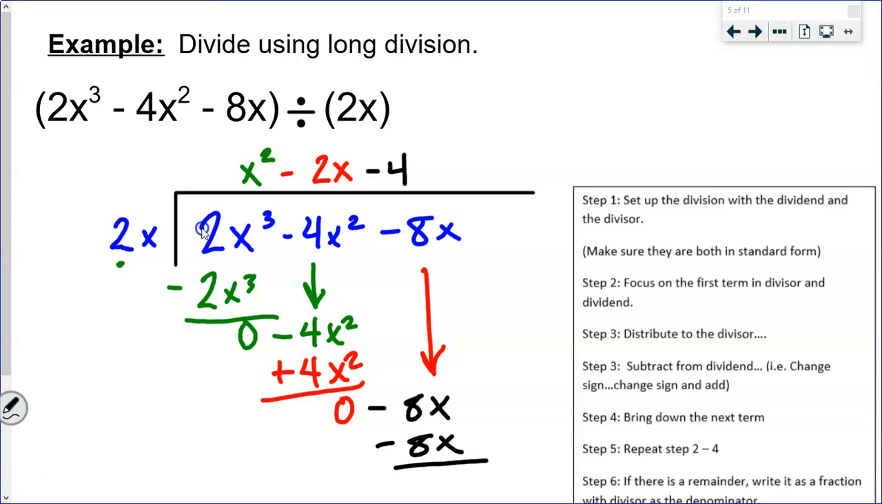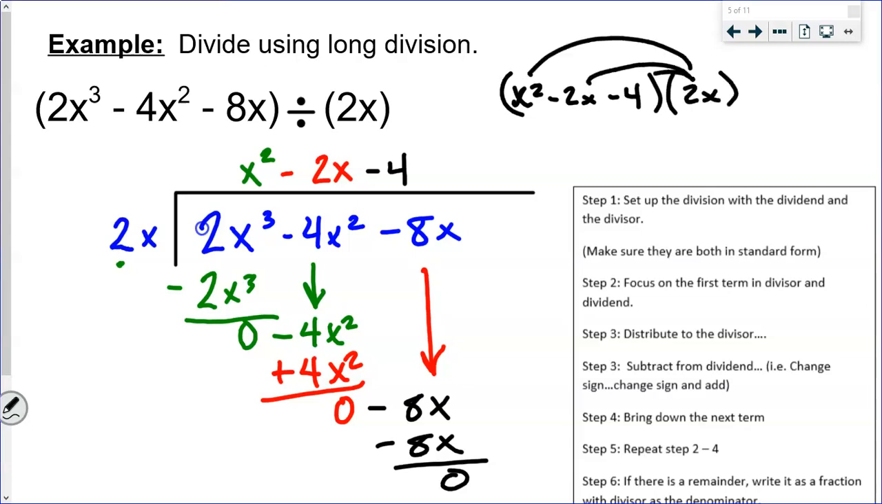Now this time, guess what? We got nothing. So there's no remainder, okay? Now the way we can check this, guys, is we can multiply that x squared minus 2x minus 4. So we can do this, x squared minus 2x minus 4 times what? The 2x. And when we do this, the distributive property, right? That's going to be 2x to the third minus 4x squared minus 8x. And that was our original term. So do y'all see those match? That's how we can check our answers, okay?